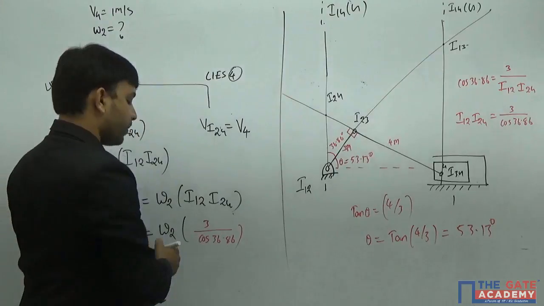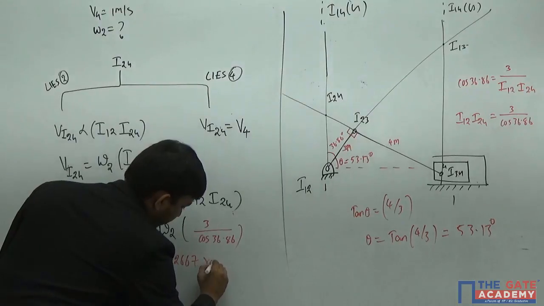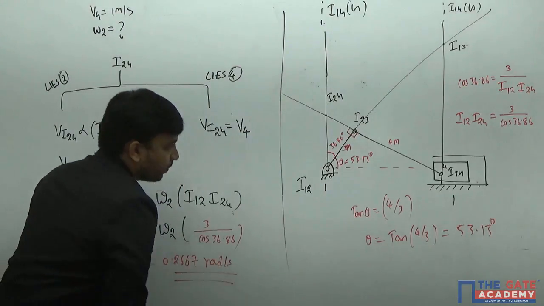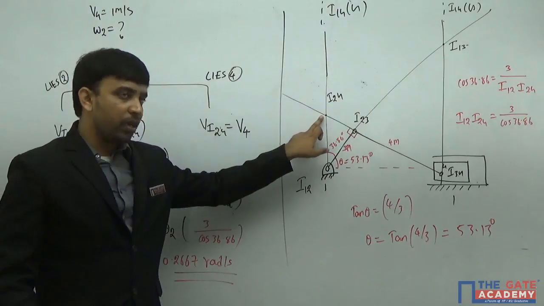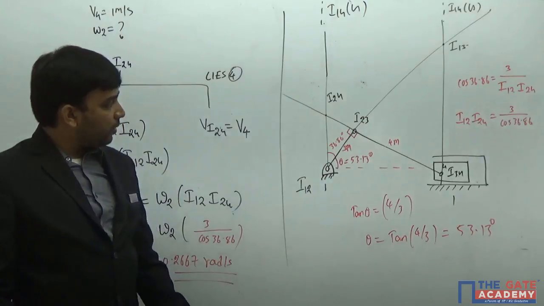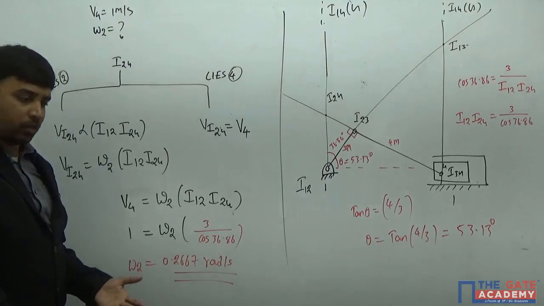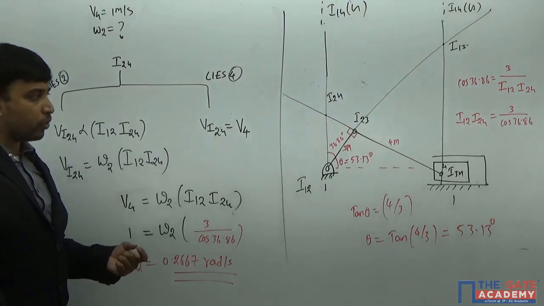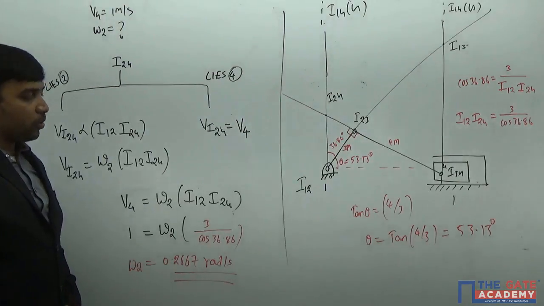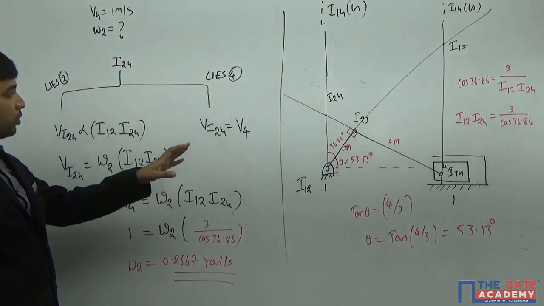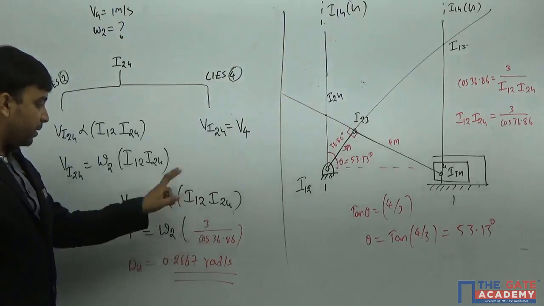If you simplify this, you will get omega 2 as 0.2667 radian per second. The one thing students get confused about is how to look at I24, and now you know how to look at it. And why will the velocity of the slider be the same as the velocity of I24? We have already seen that the slider is undergoing pure translation. If I assume I24 lies on the slider, the velocity of I24 will be the same as the velocity of the slider. And to find the velocity of I24, I assume it lies on link number 2, and from there I find its velocity.